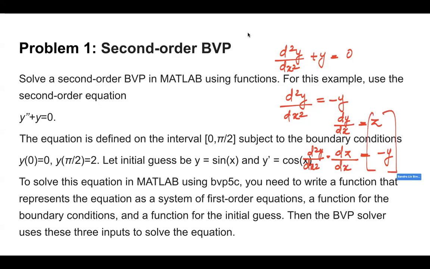What are my boundary conditions? At both points I have a y value: one is equal to 0 and the other is equal to 2. My length is from 0 to pi by 2. And this is my initial guess: y initial guess is sin x and y dash initial guess is cos x. So we have to solve using BVP5C. Now let's do that.